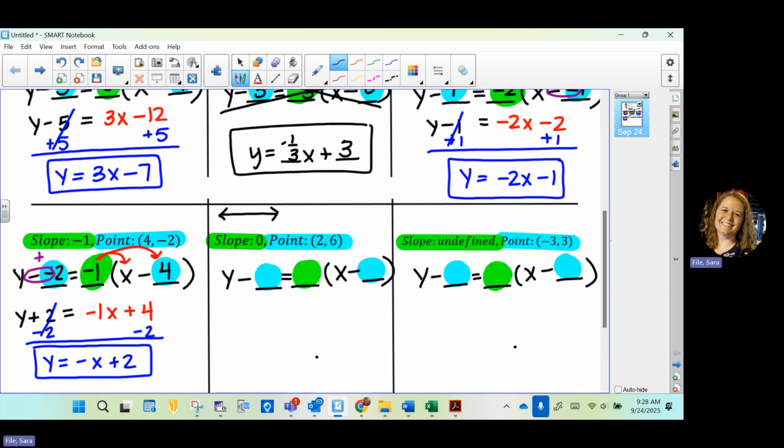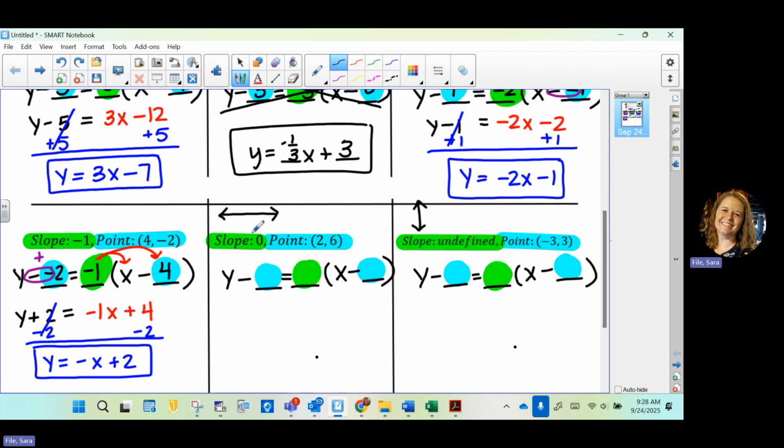But a vertical line would have a rise of whatever number and a run of 0. And you can't have a run of 0. So that's when it's undefined. So we've got a horizontal line here and a vertical line here. So I can plug into this and work it out just fine. If that's how you want to show it, go ahead.